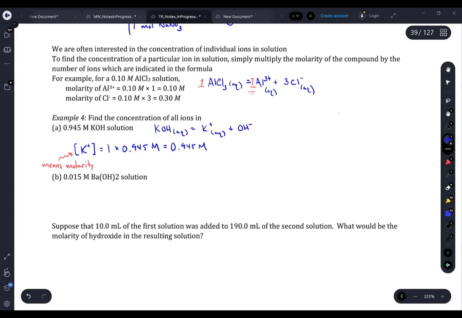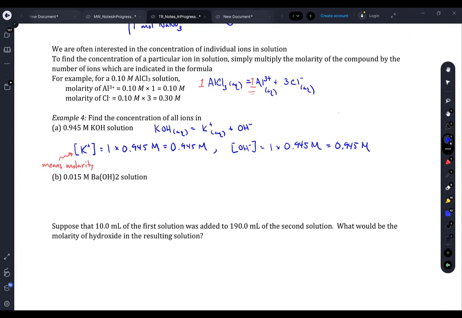And hydroxide is the same thing, right? It's 1 times 0.945. Would you really ever need to write 1 times? No. I'm just putting it there so you know when you compare to the next question why there aren't ones there. This is wrong. This should be Ba(OH)2. I don't know why the 2 is way up there.